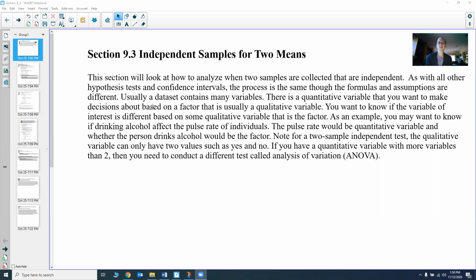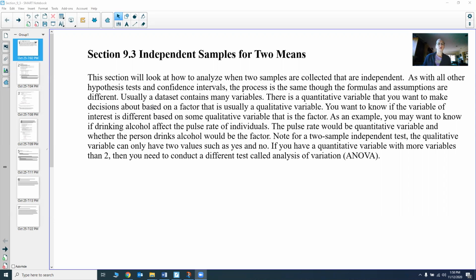And so you're going to do the same as always. You can have a hypothesis test or you can have a confidence interval. The process is exactly the same no matter which one you use. The assumptions are the same for hypothesis tests or confidence intervals. The difference here is that with a two sample independent test, you have different assumptions than you would for a one sample test or proportion test.